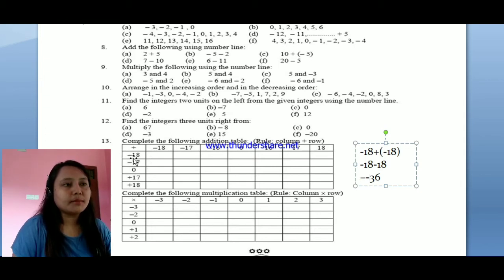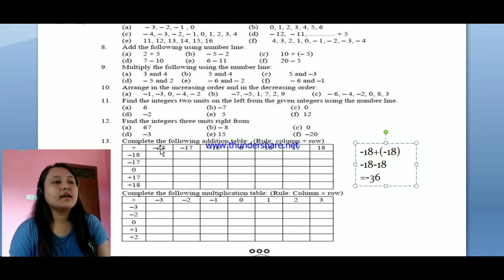One number you take from the first row, then you have to add it to the first column. Then the second column, like minus 18 plus minus 17, again minus 18 plus minus 16, minus 18 plus 0, minus 18 plus 16. Like that you have to add all and place it in each number. Here we will be writing minus 36. And next, now look at the second row only. In the second row we have minus 17, and in the first column we have minus 18.